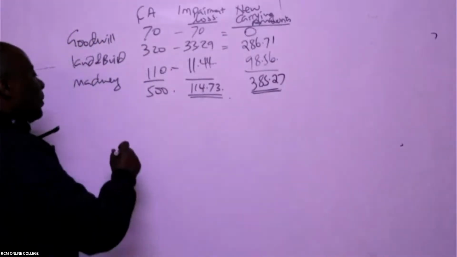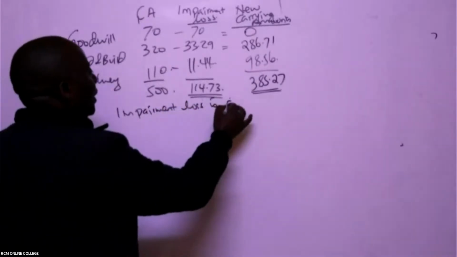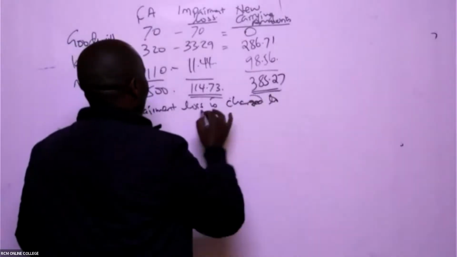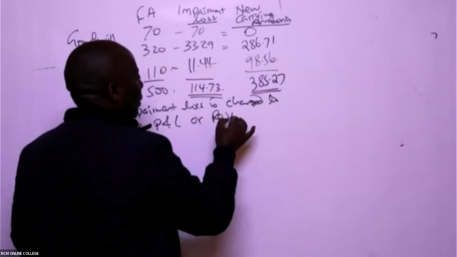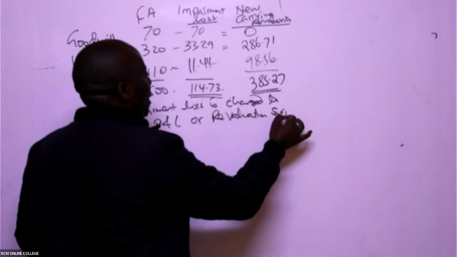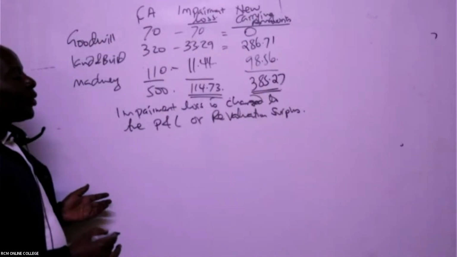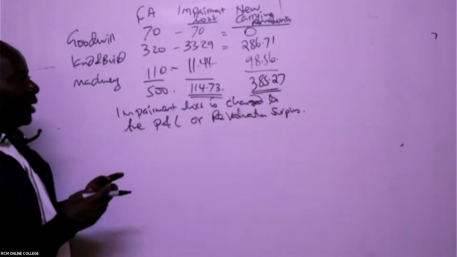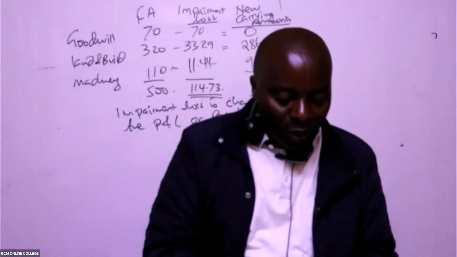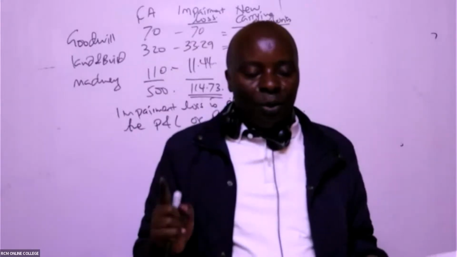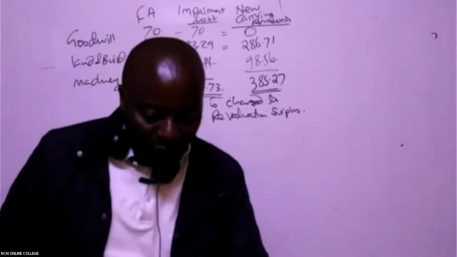Now, ladies and gentlemen, remember that impairment loss is charged to the P and L, or to the revaluation surplus account. So do we have any asset that has got any revaluation surplus? Look at note number 2. We are looking at how we charge this total, this 114.73, according to IAS 36.